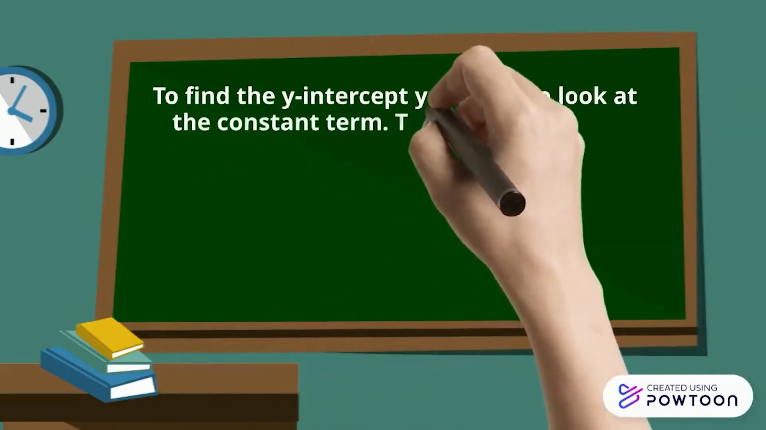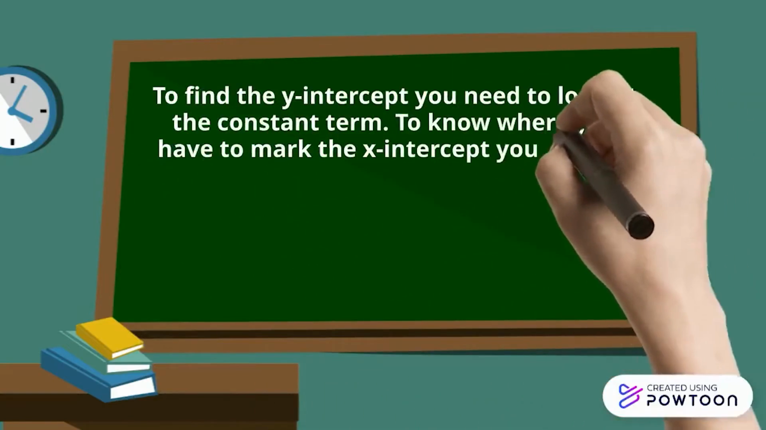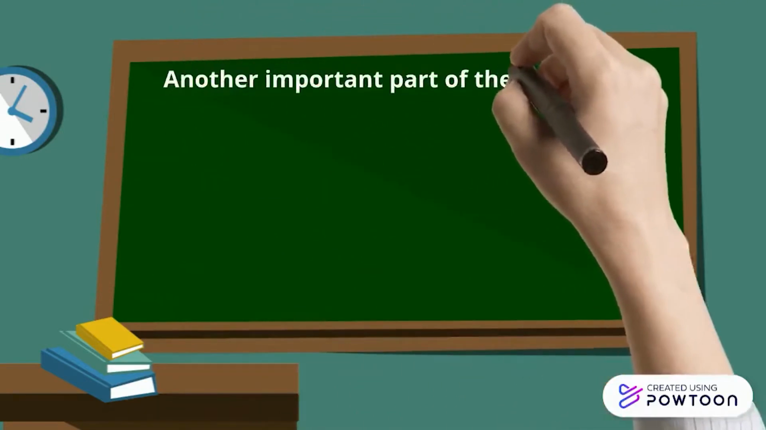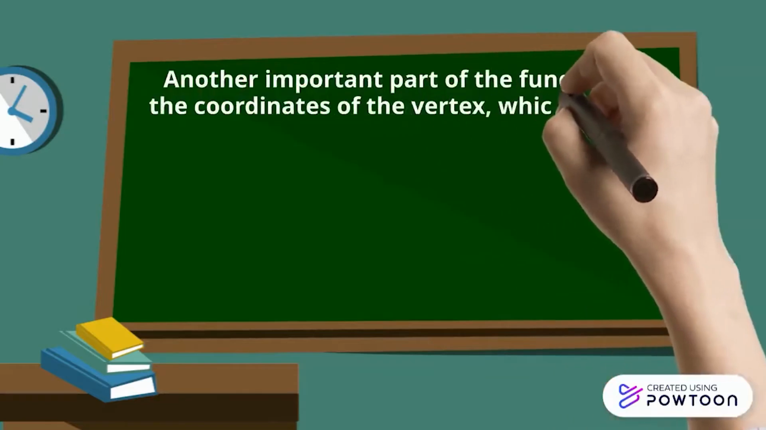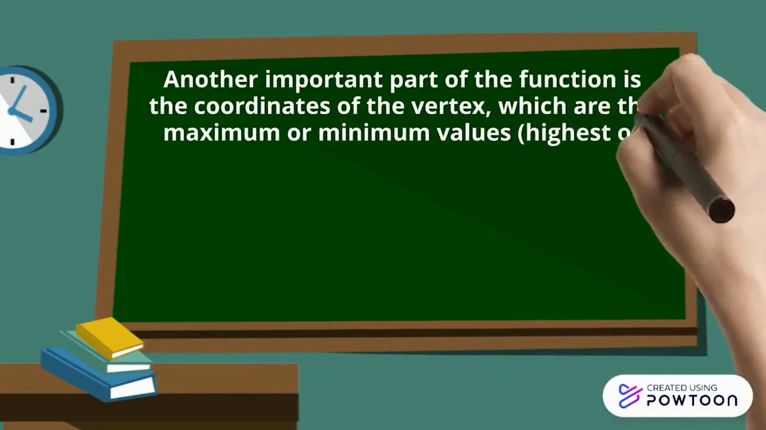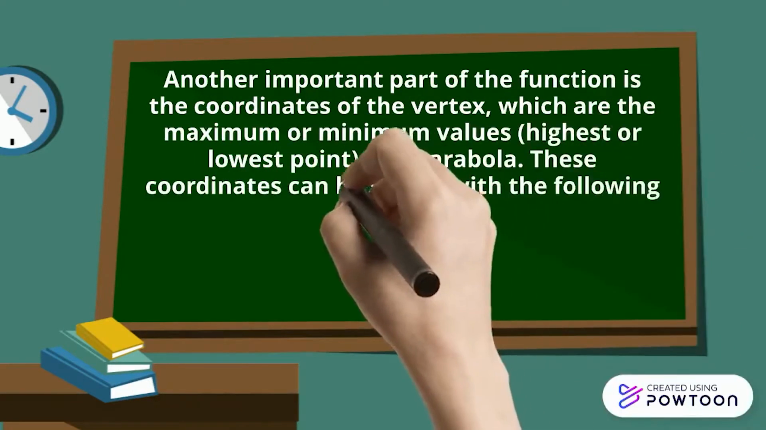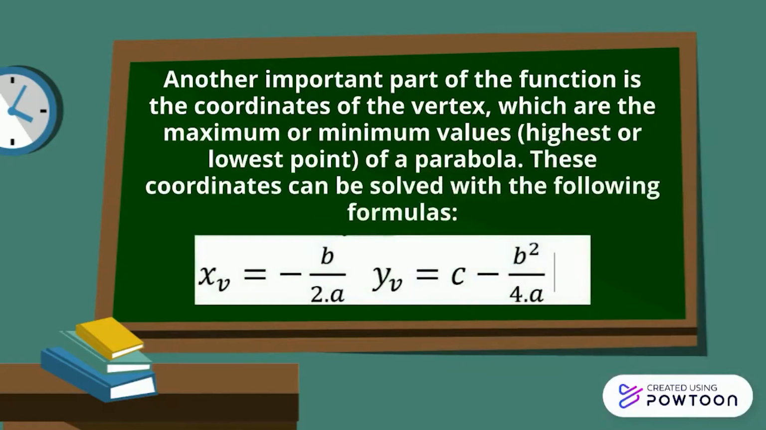To know where you have to mark the x-intercept, you need to solve the following equation. X is equal to negative b plus or minus the square root of b squared minus 4ac, all of that over 2a. Another important part of the function is the coordinates of the vertex, which are the maximum or minimum values, the highest or lowest points of a parabola. These coordinates can be solved with the following formulas. X is equal to minus b over 2a, and y is equal to c minus b squared over 4a.